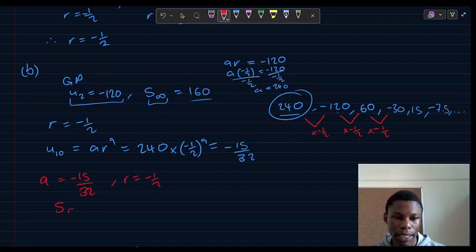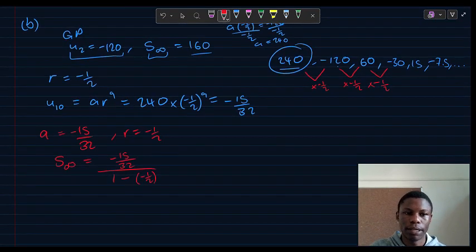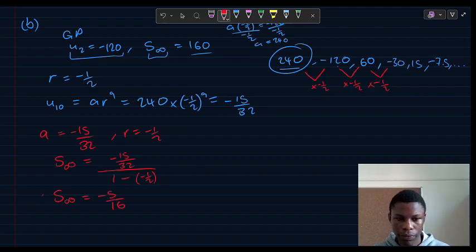So the sum to infinity is going to be a, which is negative 15 over 32, divided by 1 minus our common ratio. And so the sum to infinity here becomes negative 15 over 32 over 1 plus 1 over 2. That gives us negative 5 over 16. Or if you like, you can give it as a decimal, negative 0.3125. That would be our sum to infinity.